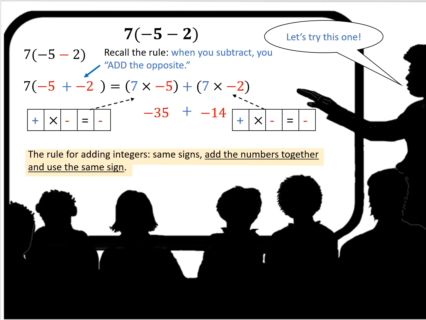And the rule for adding integers when they're the same sign is to add the numbers together and use the same sign. 35 plus 14 is 49. They're both negative, so the sign is negative.